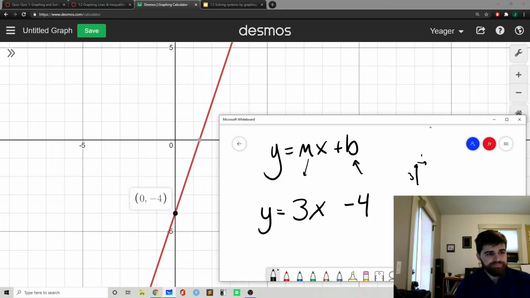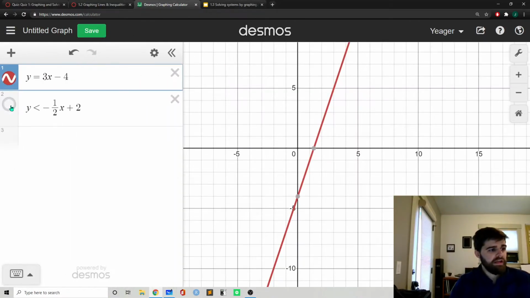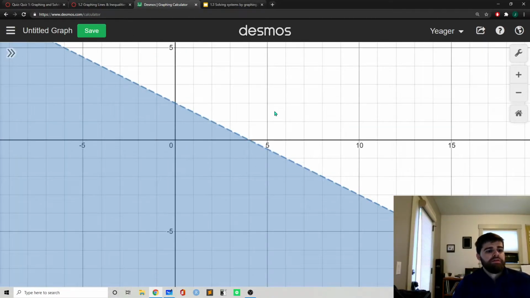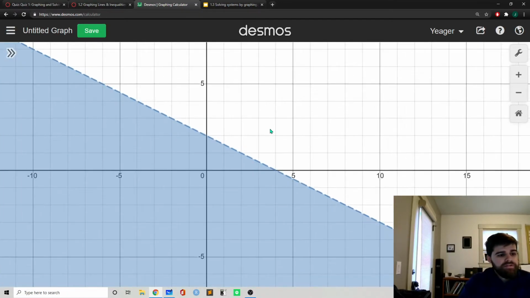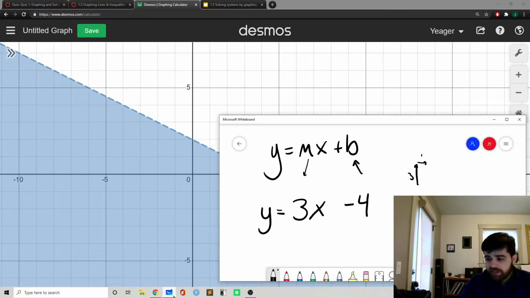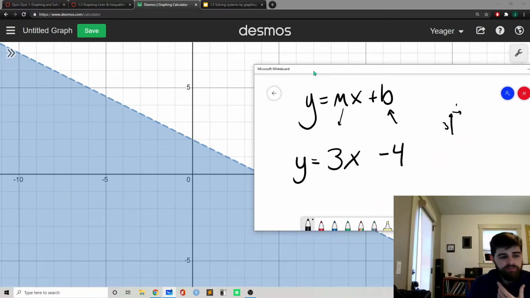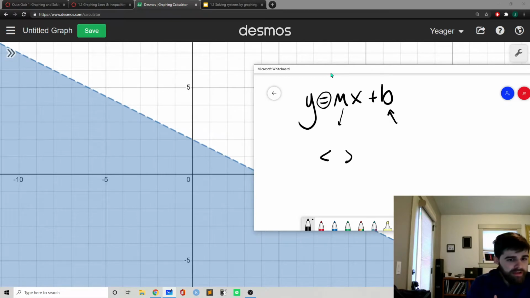All right, let's try another one with an inequality. So this time we don't just have a line, but we have some shading involved as well. We have this inequality going on. So it's going to be pretty much the same process. The only difference here is that instead of having an equal sign, we're going to have a less than or a greater than or a less than or equal to or a greater than or equal to. So we'll have to think about which one it's going to be, but we'll do that last.